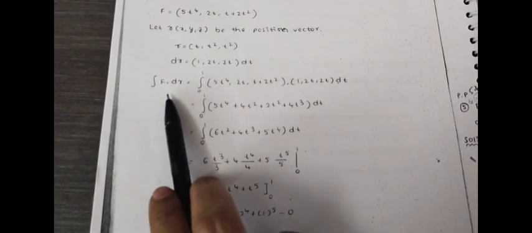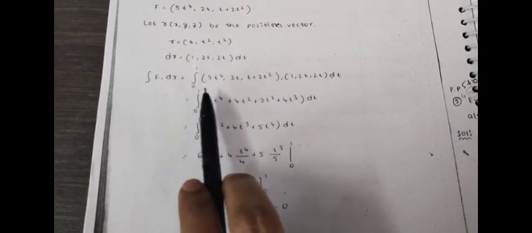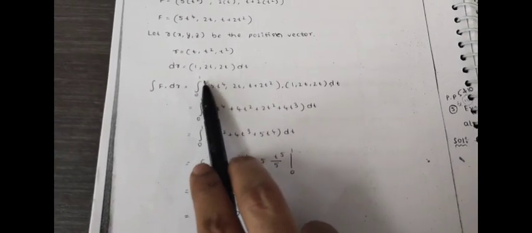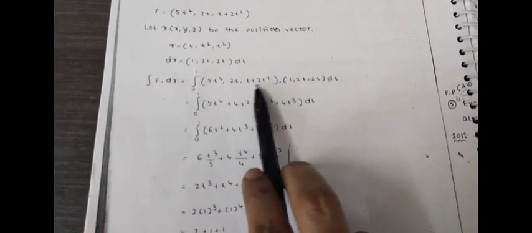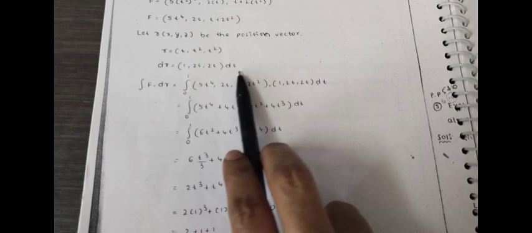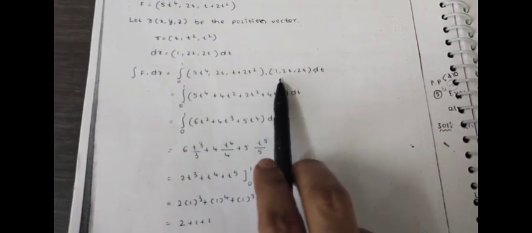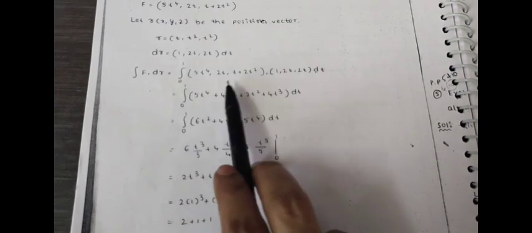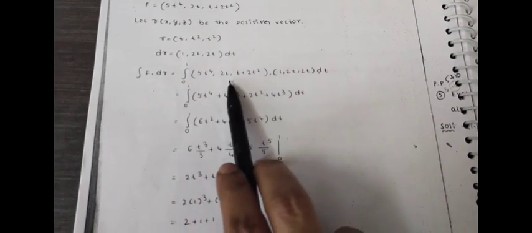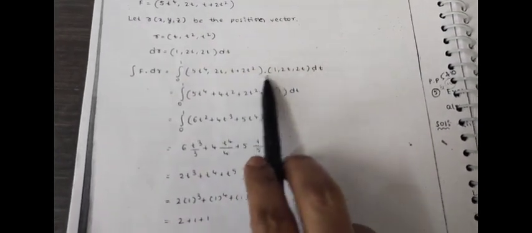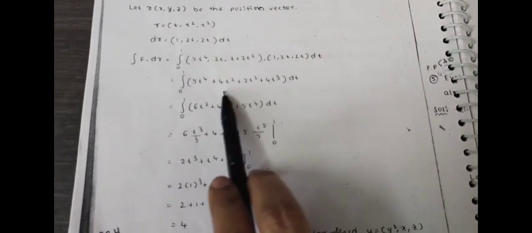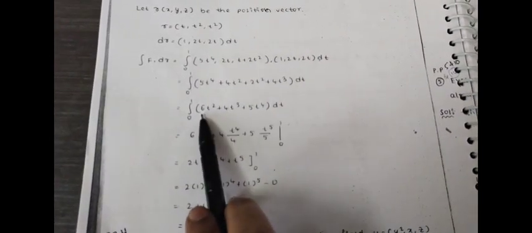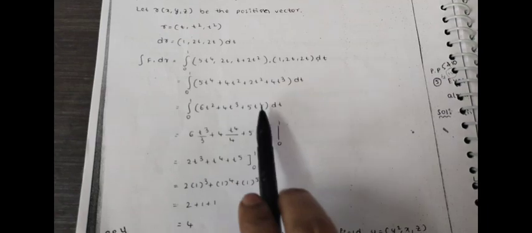Again, what is the line integral? Integration of F dot dr. The integration limits are 0 to 1, the t limits, and F dot dr is nothing but this one. Again, by taking the dot product, first into first, that is 5t power 4 into 1, plus second into second, 2t into 2t, next third into third. After multiplying, take the t square terms, t cube terms, t power 4 terms.